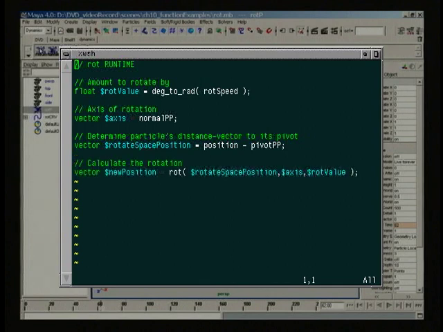Finally, we apply the rotation to the particle, but through the particle's velocity. We could drive the position of the particle directly, but it's better to assign the rotation to the velocity so that the particles can continue to be influenced by forces. I've added another attribute to my particle shape called rot force, and I've set it to 10. Rot force is a multiplier to the resulting velocity vector, which is determined by taking the particle's old position away from the newly rotated position. This moves the particle in a circular fashion around its pivot point on the curve.